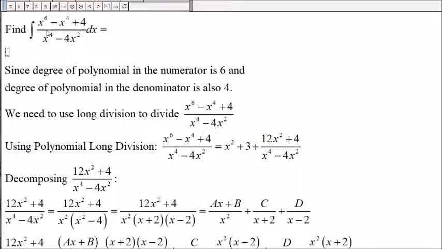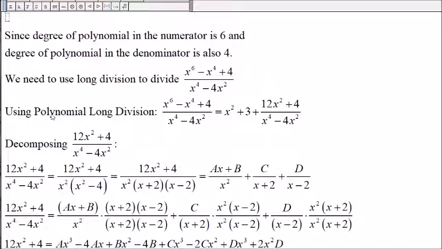And so anytime we do an integral and the degree of the numerator is larger than or equal to the degree of the denominator, then we have to divide this quotient first. And so we need to use long division to divide this quotient right here.